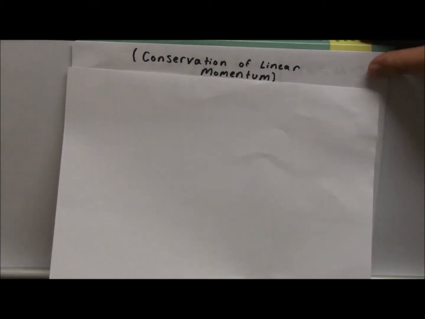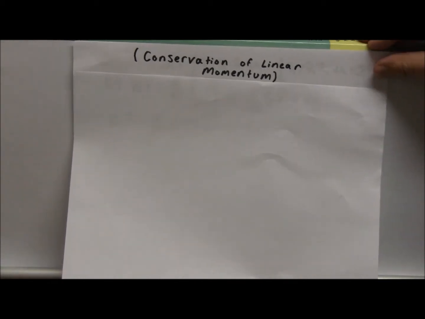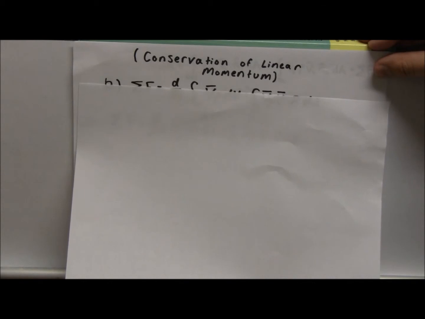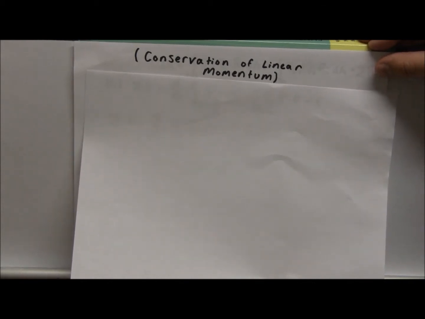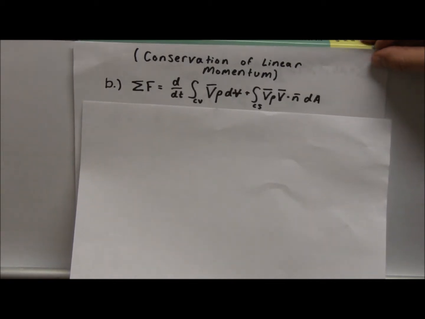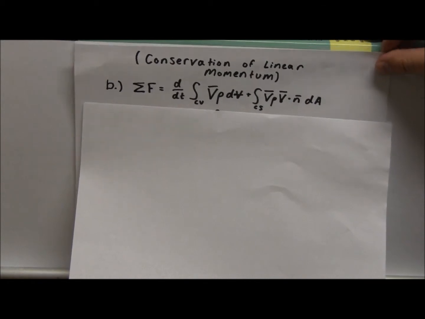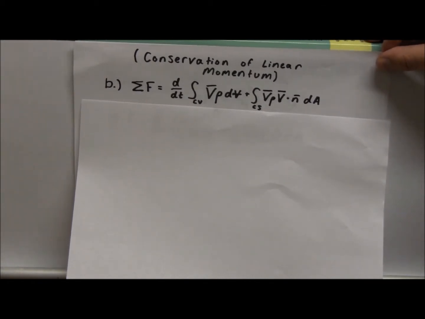Okay, so now for part B, we have to verify that our solution to part A is a function of certain parameters. So we have to use conservation of linear momentum. Okay, so this is the formal definition of the conservation of linear momentum in fluid mechanics.